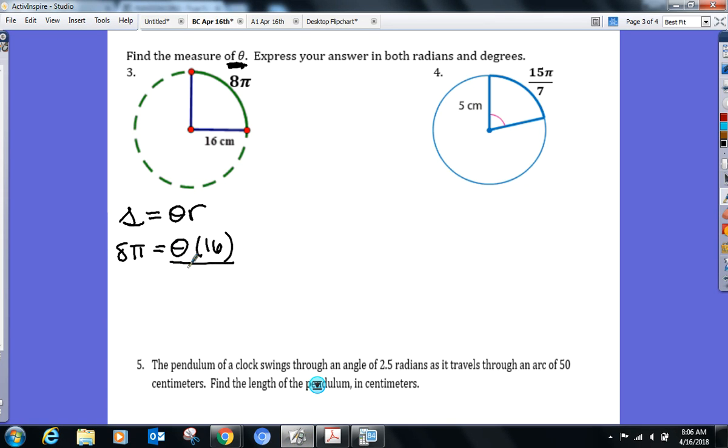Okay, my answer shouldn't have any centimeters on it, because what am I solving for? The angle, right? So I shouldn't have any units here. Now, here's my question. This is pi over 2. Stay with me here. If I use this formula, what units am I in right now? Radians. So this angle right now is pi over 2 radians.